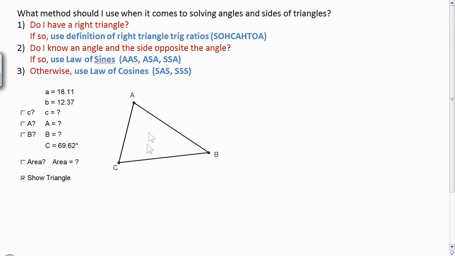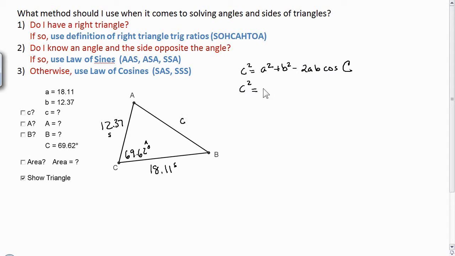Well, I happen to have a side here that's 18.11. I happen to have a side here that's 12.37. And I have an angle in between it, which is 69.62 degrees, or side, angle, side. So if I'm going to use the law of cosines, which is c squared equals a squared plus b squared minus 2ab cosine of C, then, because I do not know what c is here, I will have to plug in a.